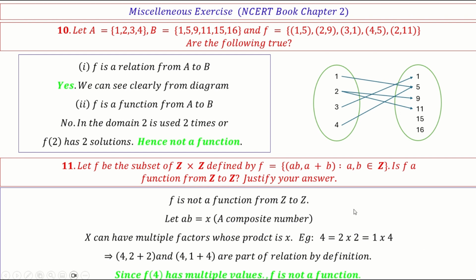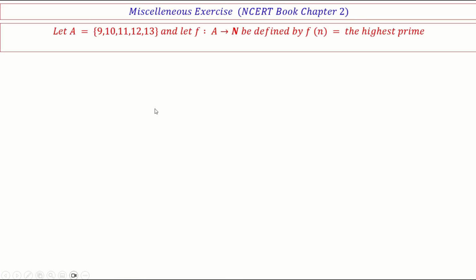Hope you understand this. Next. A equal to 9, 10, 11, 12, 13. Let f be a function from A to N defined by f of n equal to the highest prime factor of n. Find the range of f.